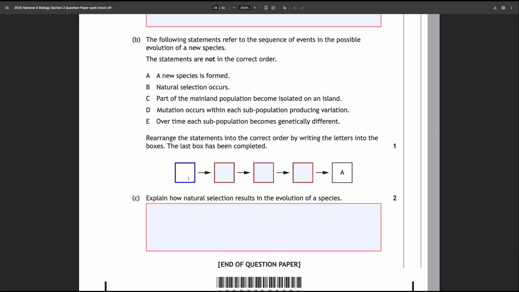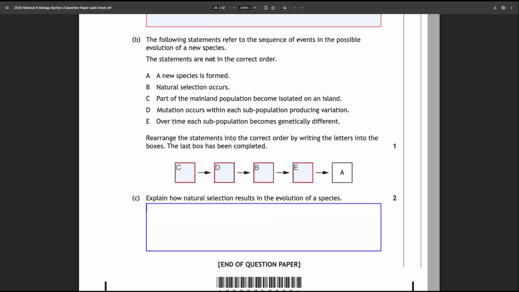Okay, part B, we have to put these series of statements into the correct order. Okay, they're not in the correct order here. These are the events in the sequence of the evolution of a new species. So first up, part of the mainland population would become isolated. So an isolation barrier is the first step. The second step is the mutations would occur within each subpopulation, so that's going to be D. The next one would be that natural selection due to different selection pressures is going to occur. Lastly, because A is already given for us, we know that E must come next, which is over time each subpopulation becomes genetically different. And then finally, the last step, a new species is formed.